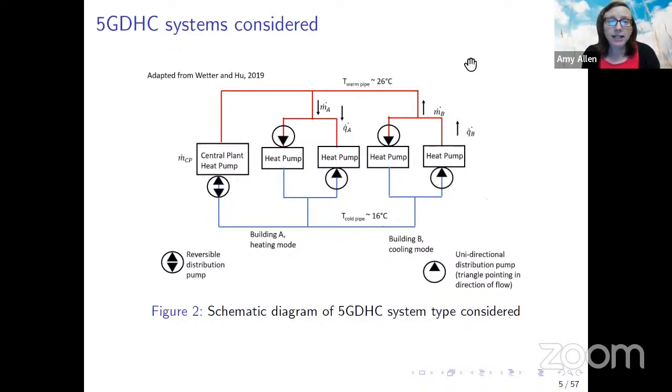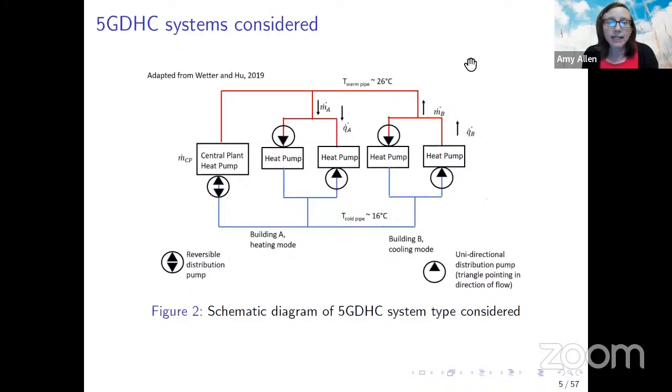Fifth generation district heating and cooling systems are characterized by the use of distributed water source heat pumps at connected loads, which further temper the water to meet the building's heating and cooling loads.